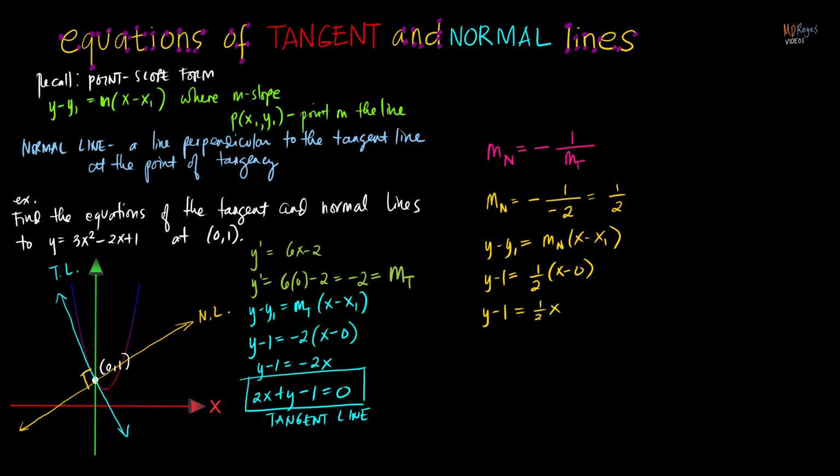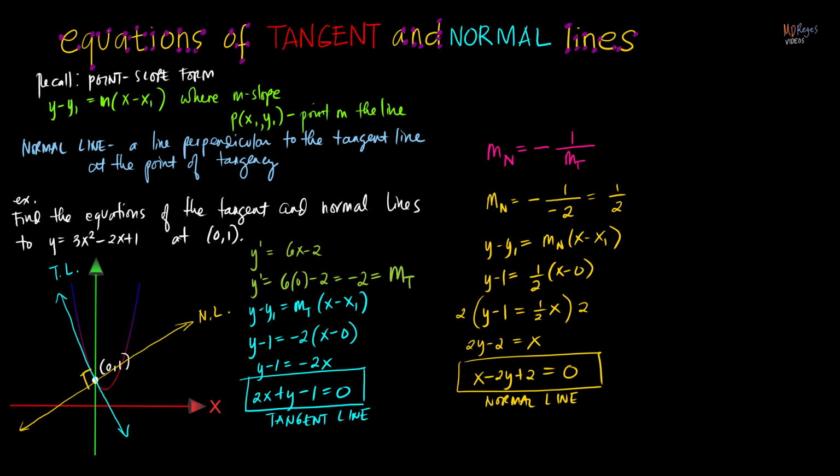I don't want to be working with fractions, so let me just multiply everything by 2, and we'll have 2y minus 2 equals x. So I want x to be positive, so instead of transposing x to the left, I would transpose 2y minus 2 to the right and have x minus 2y plus 2 equals 0. And this is the equation of the normal line.